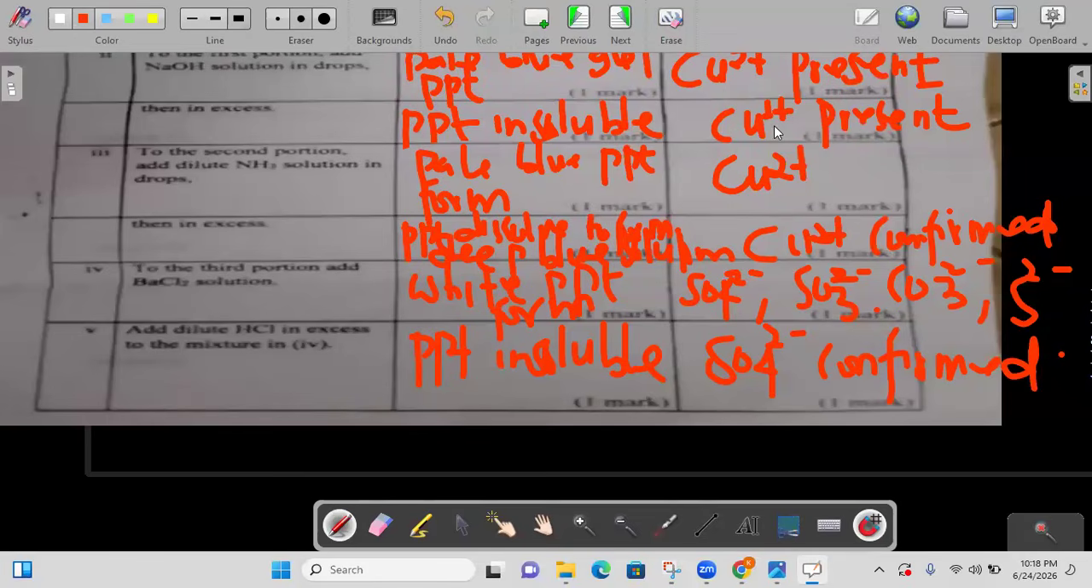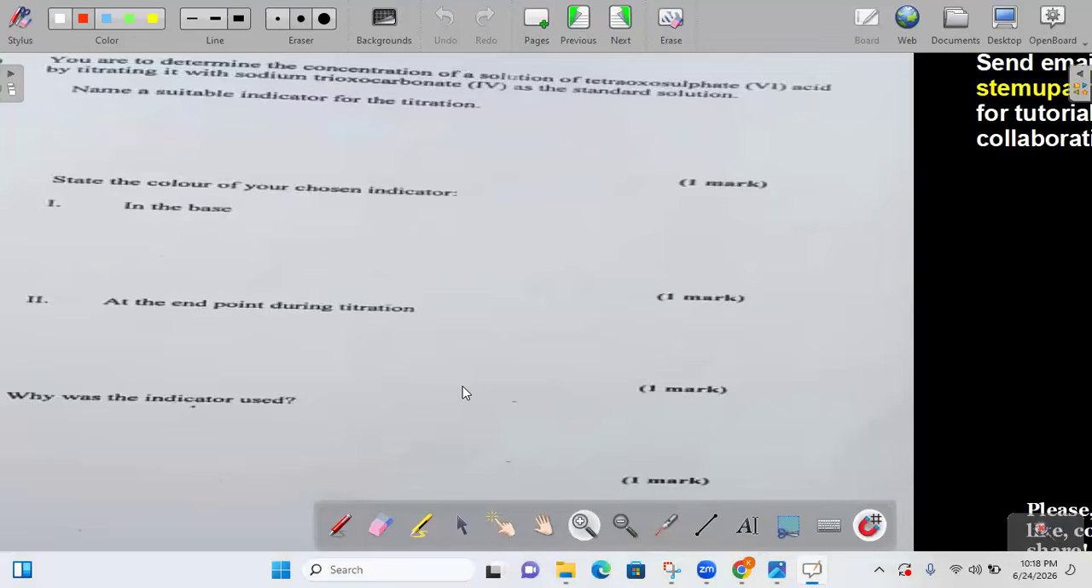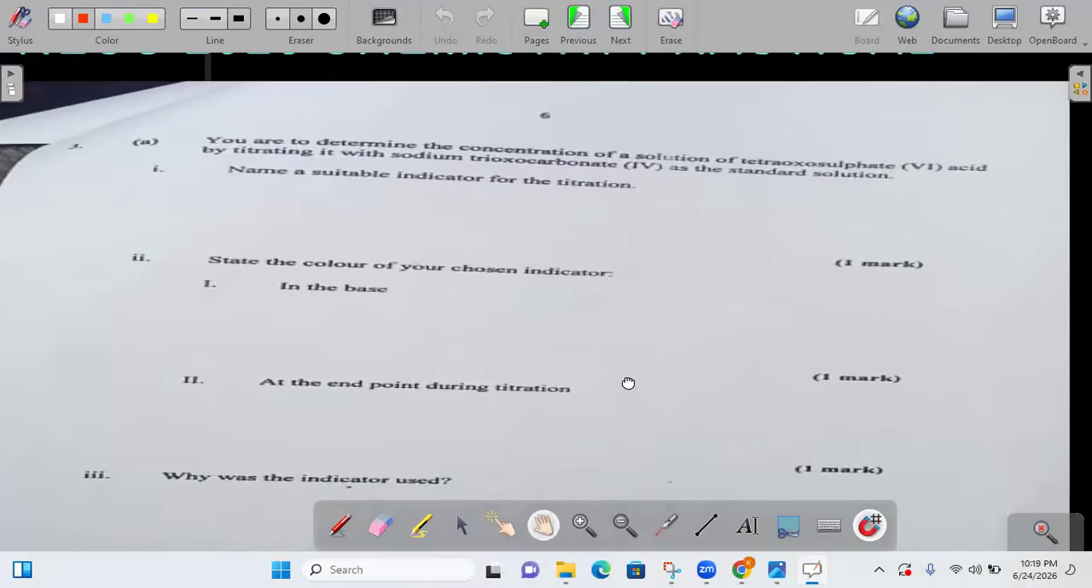So let's go to question 3. Look at question 3 here. Question 3A. You have to determine the concentration of a solution of tetraoxosulfate(VI) acid by titrating it against sodium carbonate as a standard solution. Name an indicator you may use.